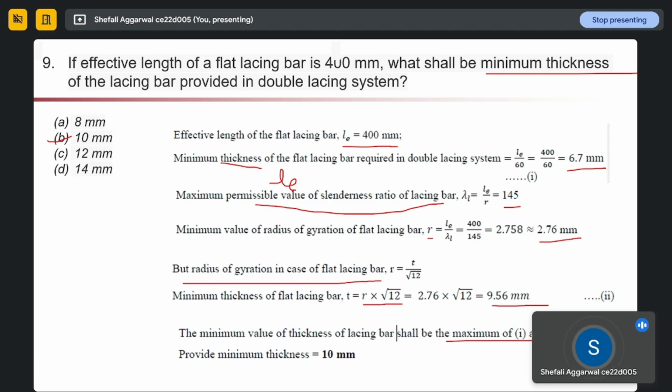So we are seeing two factors. First, if we are taking a double lacing system, in that case thickness is given to us as LE by 60. But if we use a different formula, if we go through the slenderness ratio formula, from there if we calculate our thickness, we are getting 9.56. So normally we take the maximum of these two values, which will give us the minimum thickness of our lacing bar, and it is coming as 9.56, which is approximately equal to 10 mm. Okay.